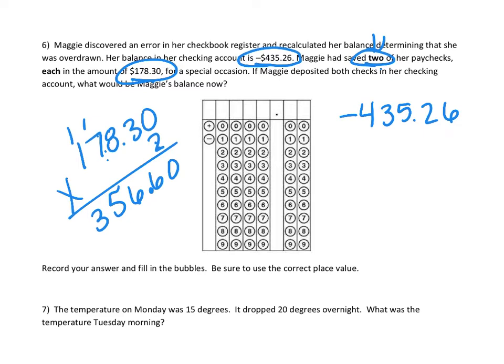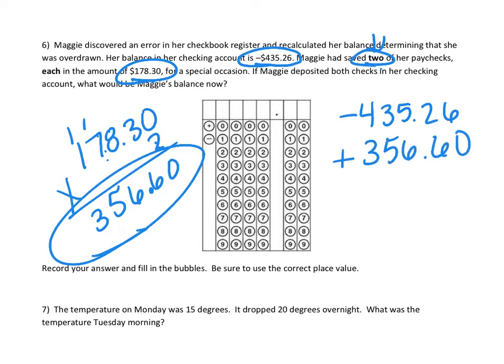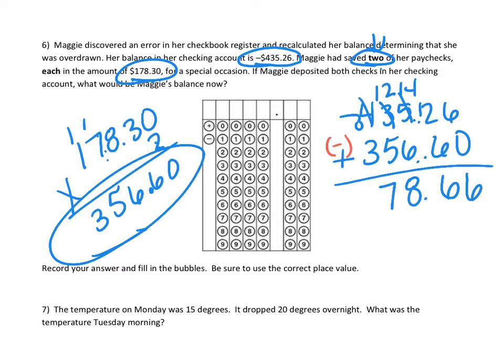Okay, so what's happening here, we're going to add this number to our number over here. Well, I have a negative and a positive number. So when I have a negative and a positive, I've got to subtract and keep the sign of the larger. So I'm going to subtract here, where I know it says plus, and then I'm going to get $78.66, but my answer is going to be negative because it is still negative. So they're not even putting enough money in there.